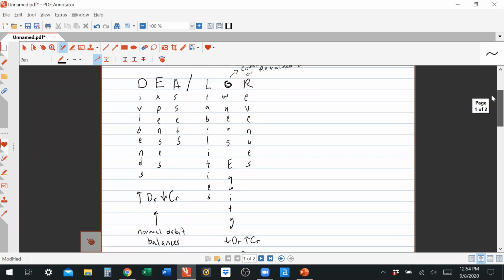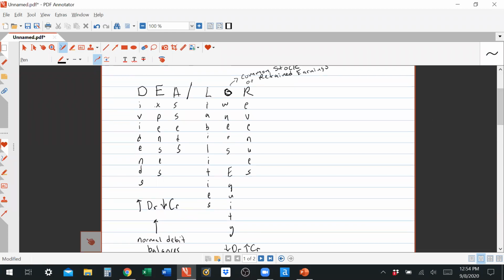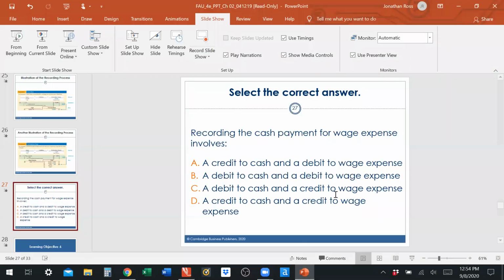Wages expense is an expense. It's over here as well, in this category. When you pay your employees, what happens to your expenses? They go up. How do you make wage expense go up? Debit it. Debit wages expense, credit cash. So A is the right answer.